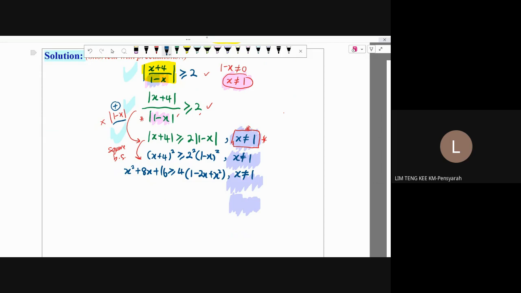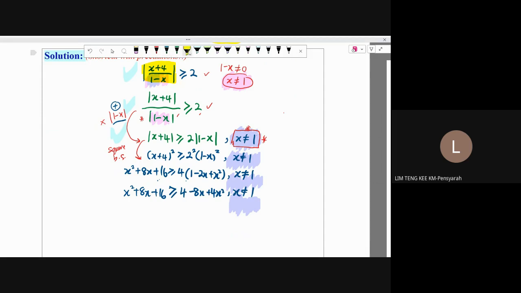Further, we find out that at this line here, it seems that we have the framework of quadratic inequalities. But let us further simplify to verify, do we really have a quadratic? So the right hand side, we expand. I have 4 - 8x + 4x squared. The left hand side still remains the same. And once again, the condition: x shall not equal 1.